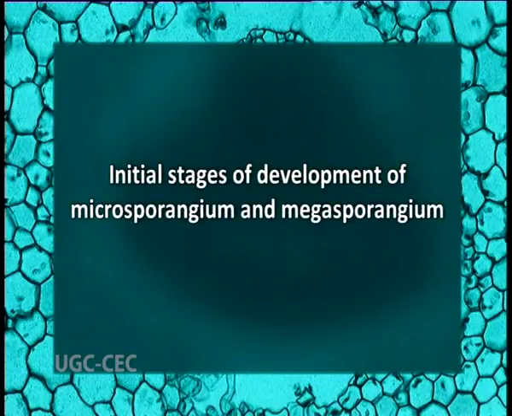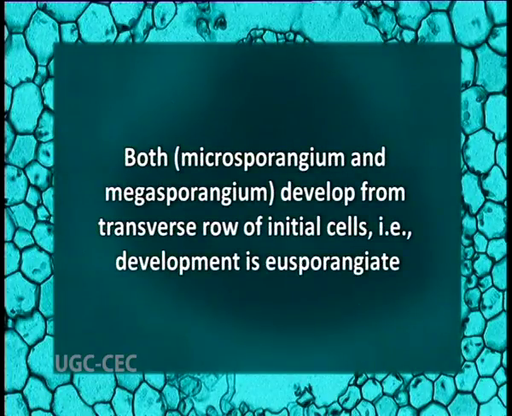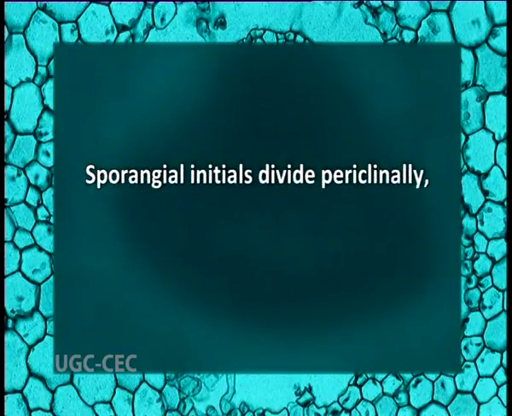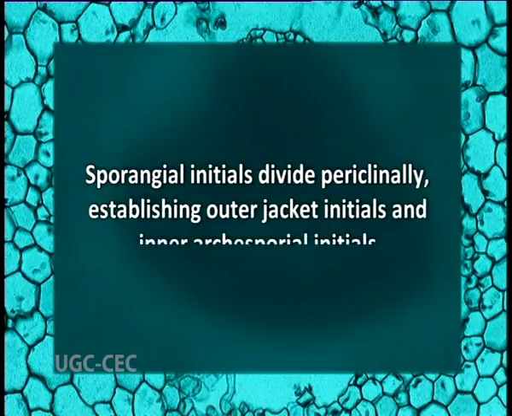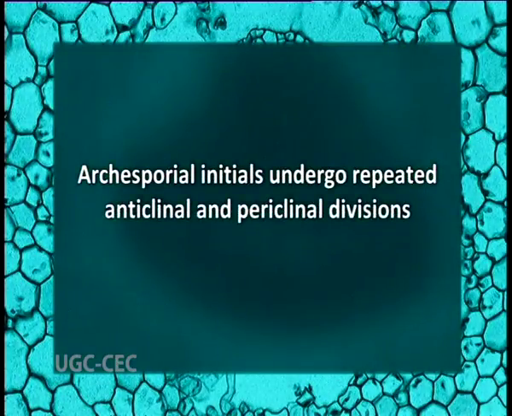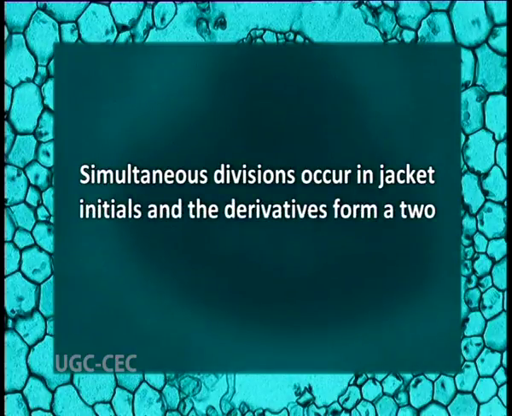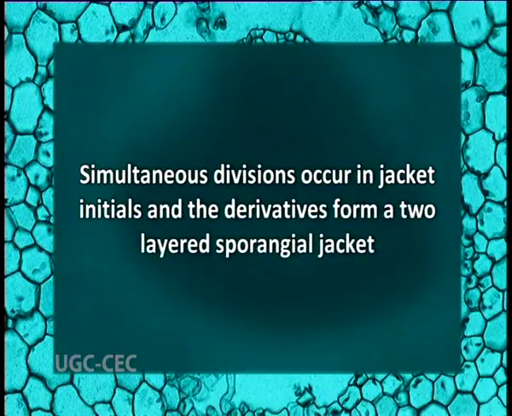The initial stages of development of micro and megasporangium are similar. Both develop from the transverse row of initial cells, that is, development is of eusporangiate type. The sporangial initials divide spirally, establishing outer jacket initials and inner archesporial initials. The archesporial initials undergo repeated anticlinal and periclinal divisions, forming a mass of sporogenous cells. Simultaneous divisions also occur in the jacket initials, and the derivatives eventually form a two-layered sporangial jacket.